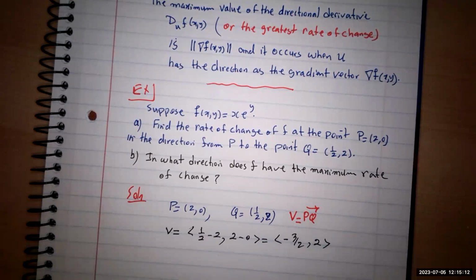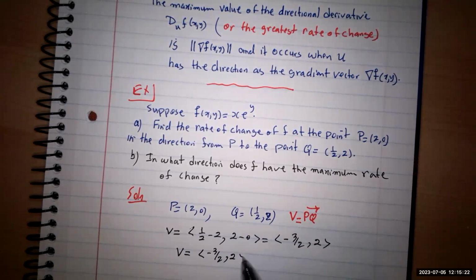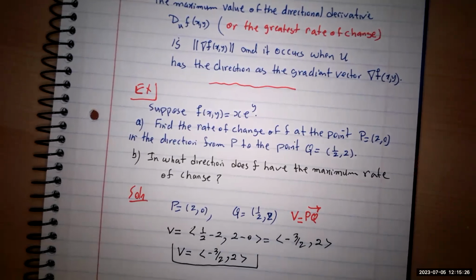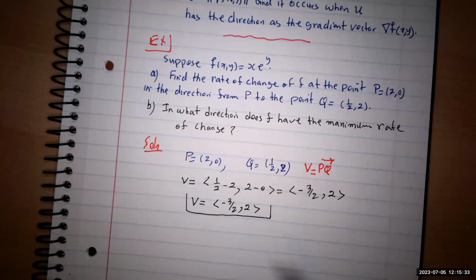So this is the requested direction, if you like. The direction is going to be this vector, -3/2 and 2. But of course, the direction you use for the derivative must be a unit vector. So take the norm to see if it is a unit vector. It's not, but you just find the norm because you need it.